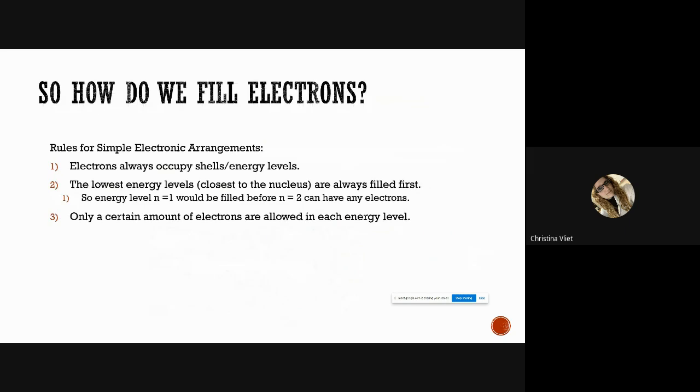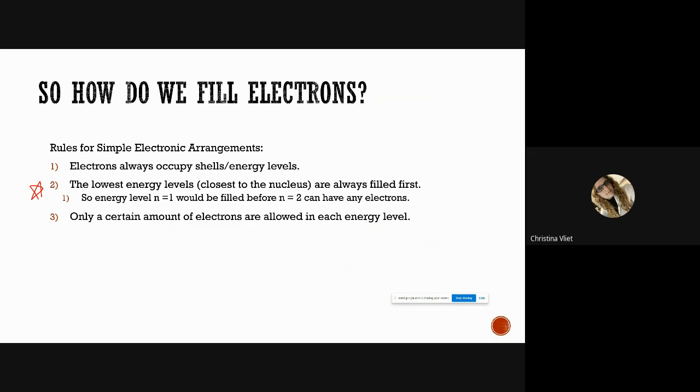All right, so how do we fill electrons? First, we're going to look at simple electron arrangements, which is simpler than Cambridge will ask, but you need to understand the simple version of electron arrangements before you understand the more complicated one. First thing you need to know, electrons will always be located within the energy levels. There is no in between an energy level. Electrons are either in energy level 1 or 2 or 3. There's no 1.5. Second, and this is really important, you always fill the lowest energy levels first, because electrons fill closest to the nucleus first, and then you build out from there.